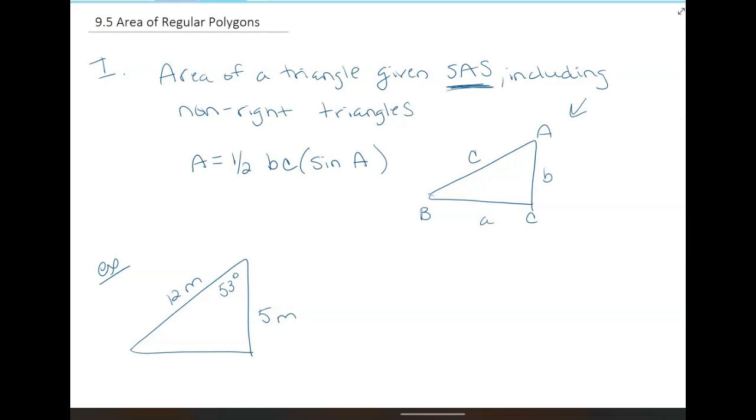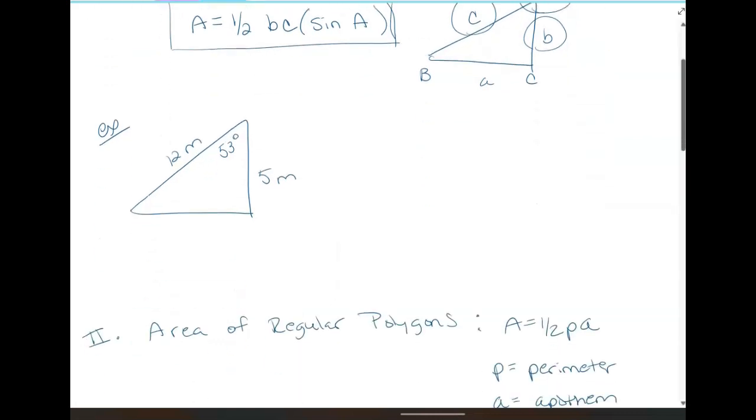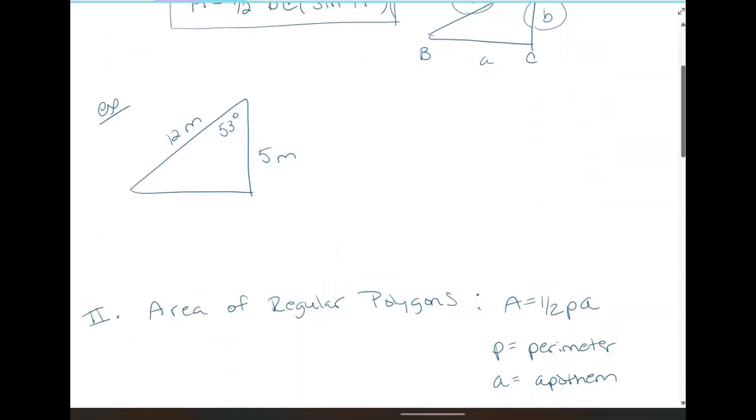If we have a triangle, and it does not have to be a right triangle, notice there's no right angle here, and we're given the sides B, C, and the included angle A, then we have a special formula that we can use to find the area of that triangle. And that is area equals 1/2 the product of the two sides times the sine of angle A. This is really straightforward, so I'm just going to do one example for you.